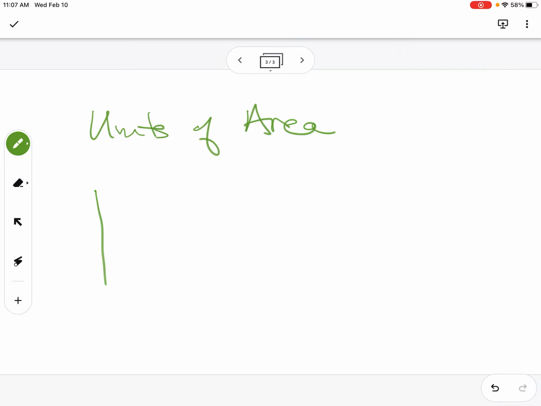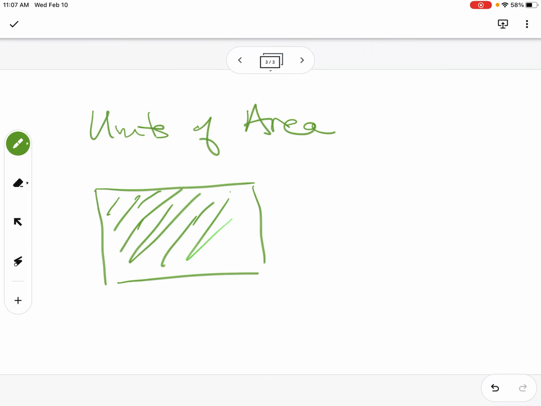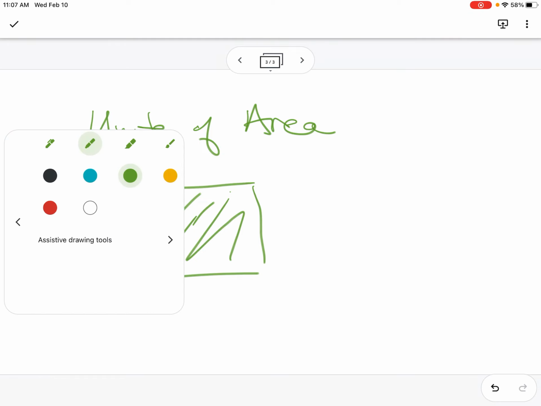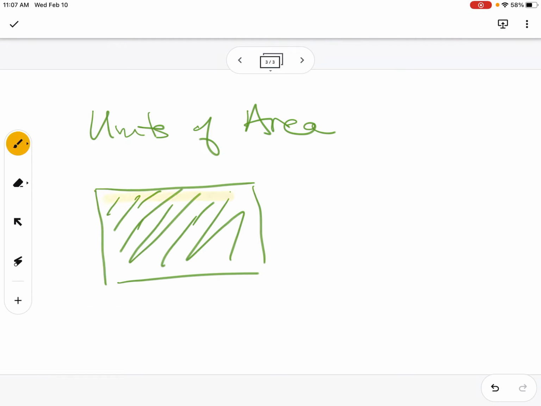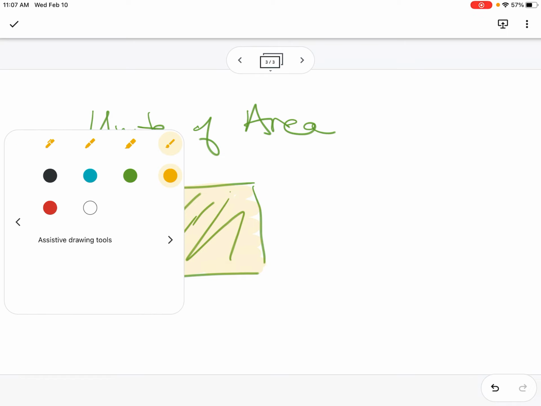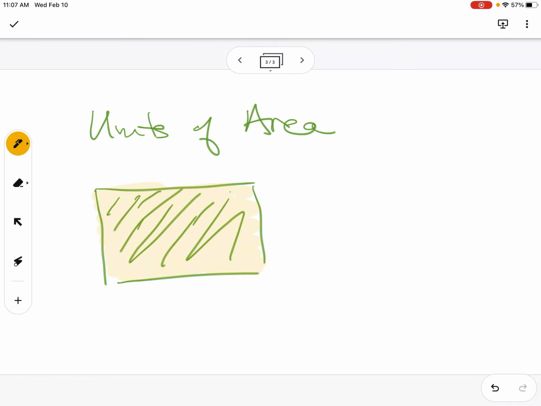Well, let's draw the neighborhood again. When we're talking about area, we're not talking about the distance around the outside. Instead, we're talking about how much space is there inside. How much space is there inside the shape, the yellow space that I'm shading there. So, well, how can I figure that out? The way that we figure out how much space there is in something is by breaking the space into squares. Squares that are all the same size. And then we count up how many squares of space are there inside that shape.